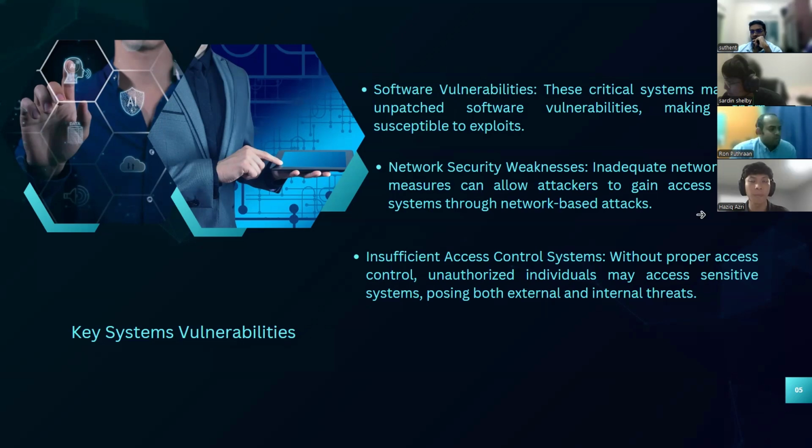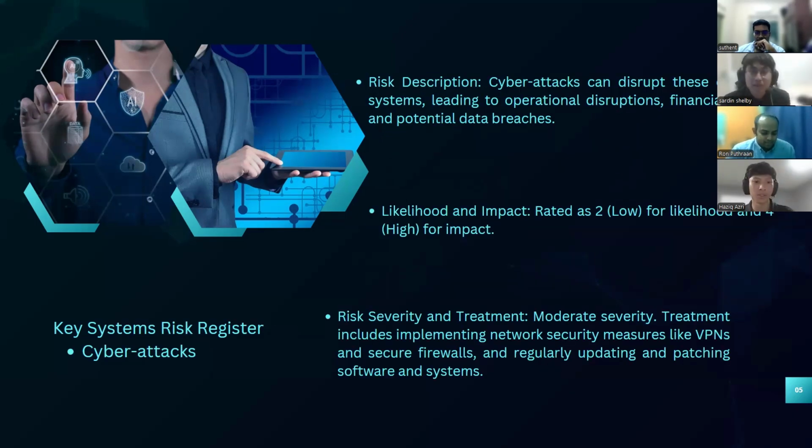Next slide. So let's move to cyber attacks. Cyber attacks can disrupt these critical systems, which could lead to operational disruption, financial loss, and potential data breaches. So likelihood and impact will be rated as 2, which is low for likelihood, and 4, which is high for impact. So the risk severity is moderate, and the treatment includes implementing network security measures like VPNs and security firewalls, and regularly updating and patching software systems.